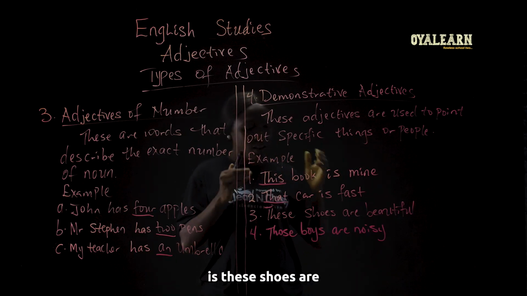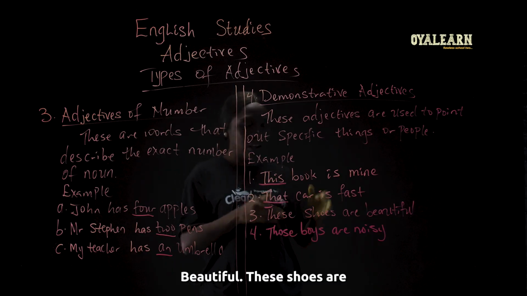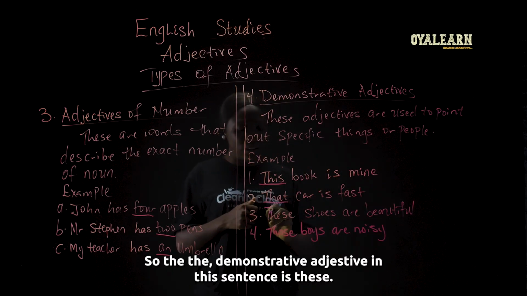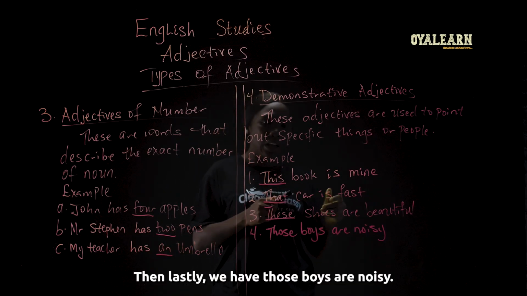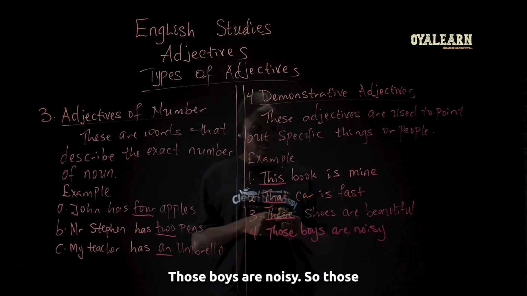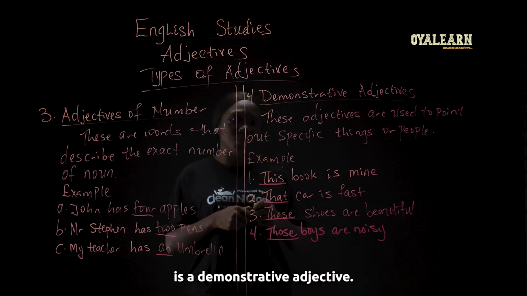Now the next is, these shoes are beautiful. So the demonstrative adjective in this sentence is these. Then lastly, we have, those boys are noisy. So those is a demonstrative adjective.